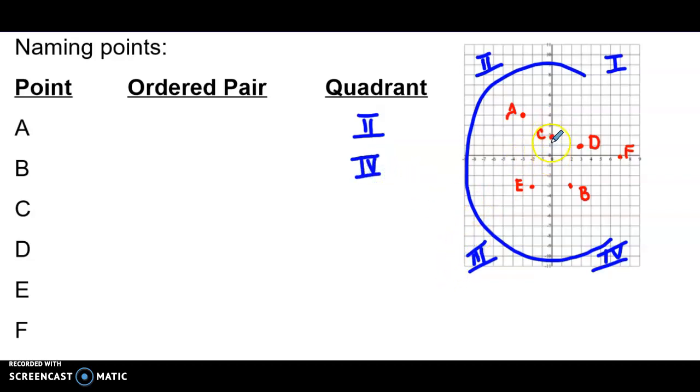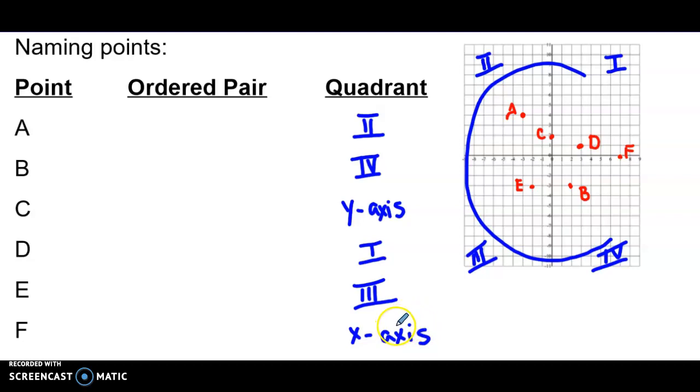Point C, it's actually on a line. It's on the y-axis because it's not in quadrant 1 or quadrant 2. It's on the y-axis. Point D is right here in quadrant 1. E is down here in quadrant 3. And finally, point F is right here. So it's not actually in a quadrant. It's on the horizontal line. So it's on the x-axis.